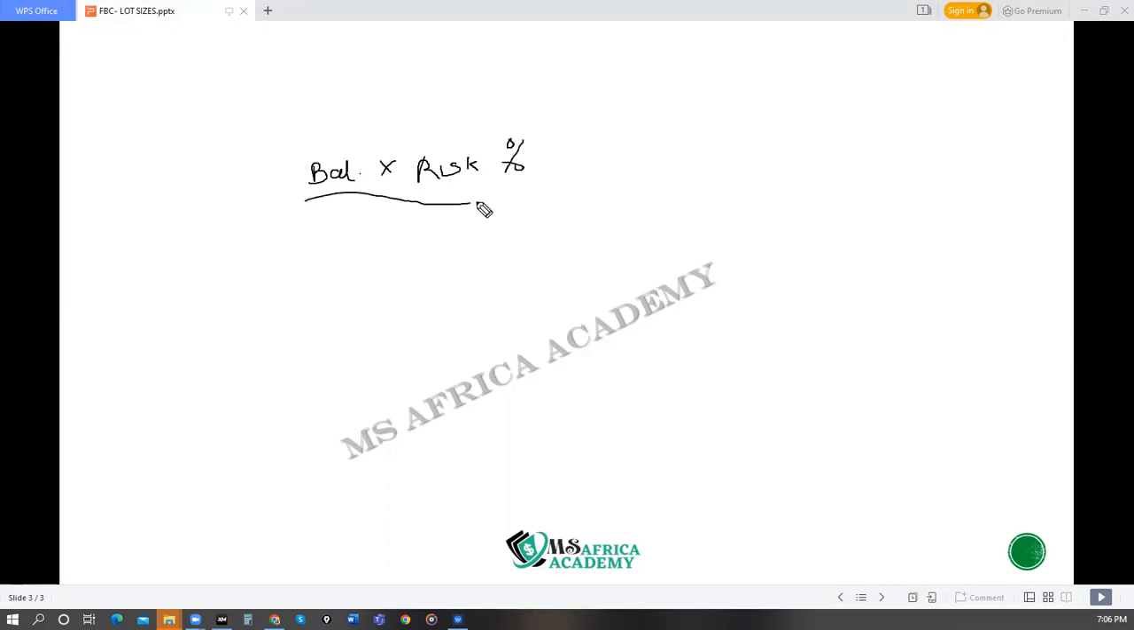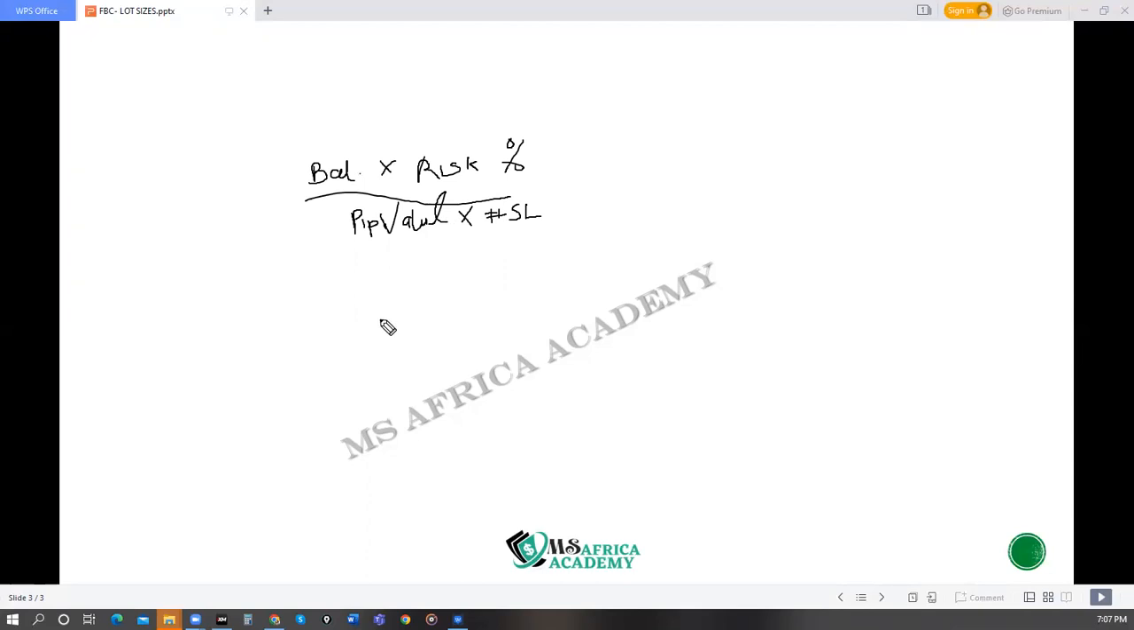So now divided by pip value. Let me manage my handwriting here, because the mouse I'm using doesn't make it easy for me to write on this place. So just manage it: pip value multiplied by number of pips in stop loss. Okay, so I'm just going to put it this way. So balance multiplied by risk percentage.